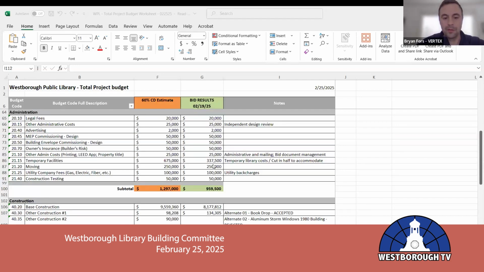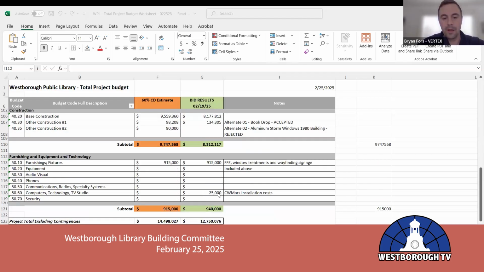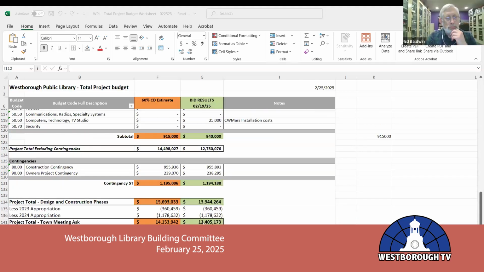I've updated the temporary facilities number. I've added alternate number 1 as accepted to the base construction. I've changed the budget code to temporary facilities. And I've also added a $25,000 placeholder for CW Mars installation costs, which our total number now is at $12,405,173. Great. Good. Okay.